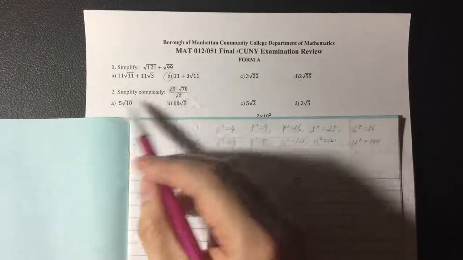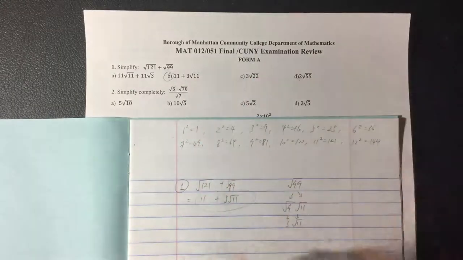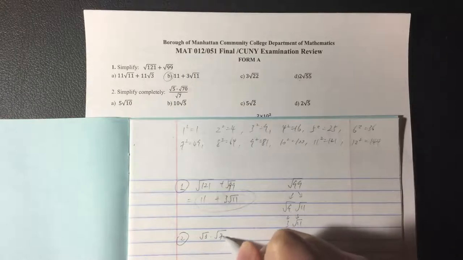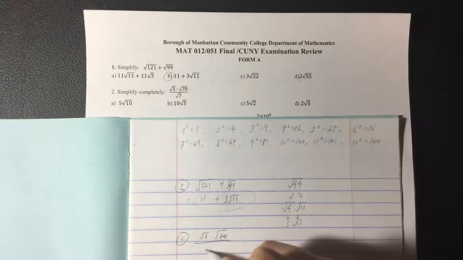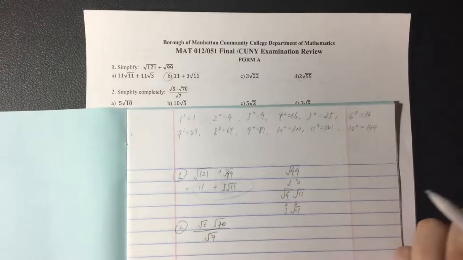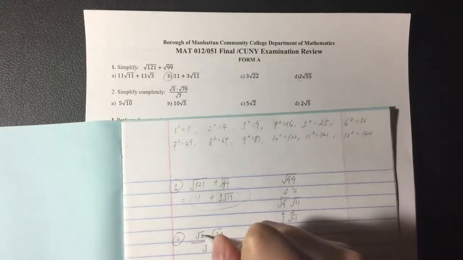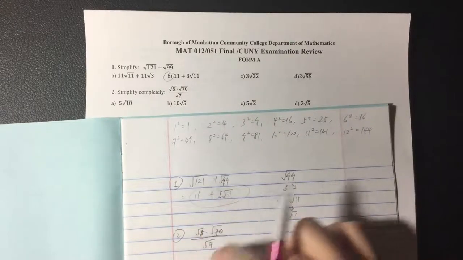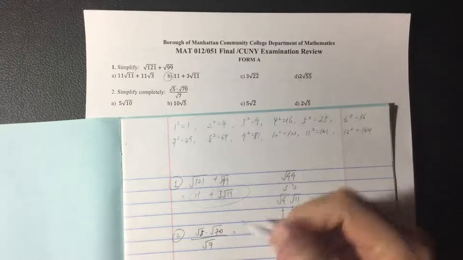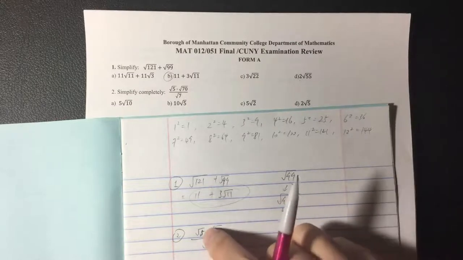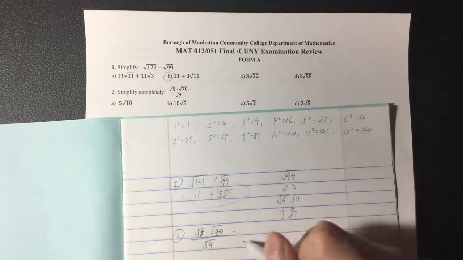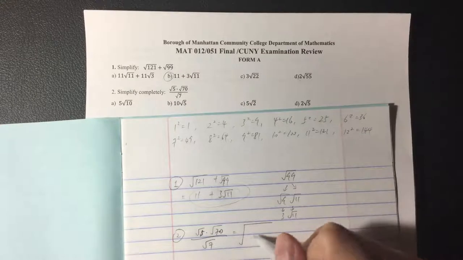Number two, simplify completely. Square root of 5 times square root of 70 over square root of 7. First of all, they are all under square root. When you have multiplication and division, if every factor is under square root, we can combine everything together under one square root.